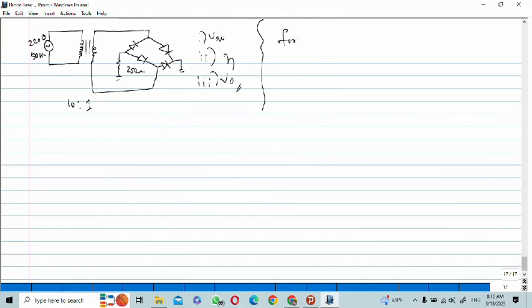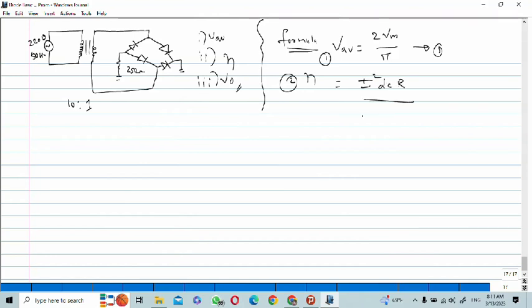From this we write the important formulas. The first one is V average equal to 2Vm by pi. The second one is eta, the efficiency, equal to output power over input power: I squared DC R divided by I squared RMS into R. Finally, substituting this, we will get the value.